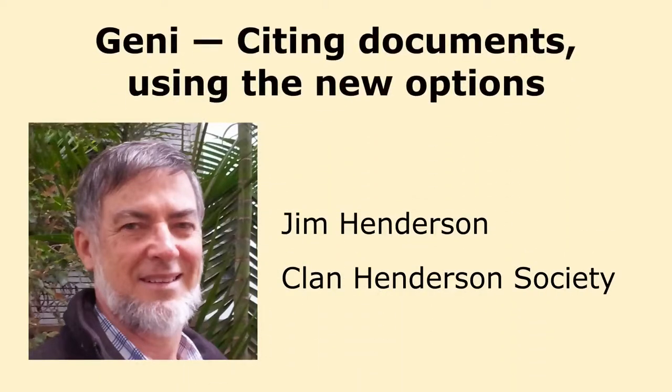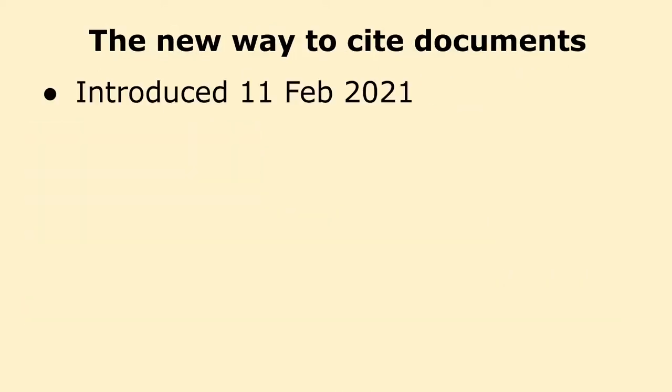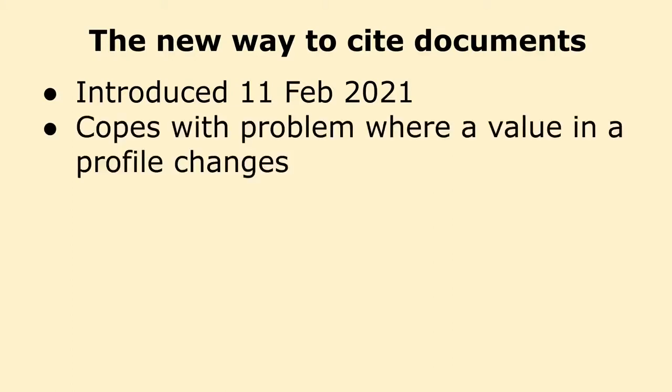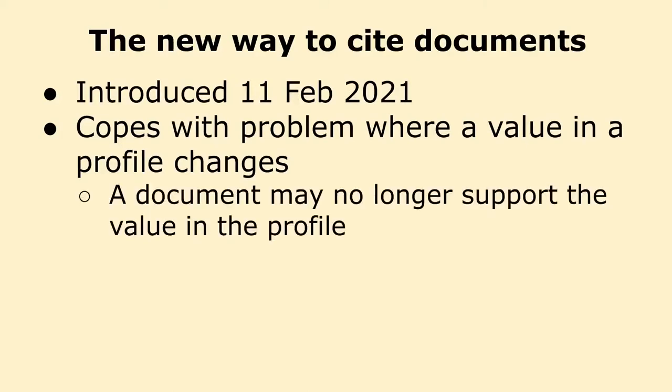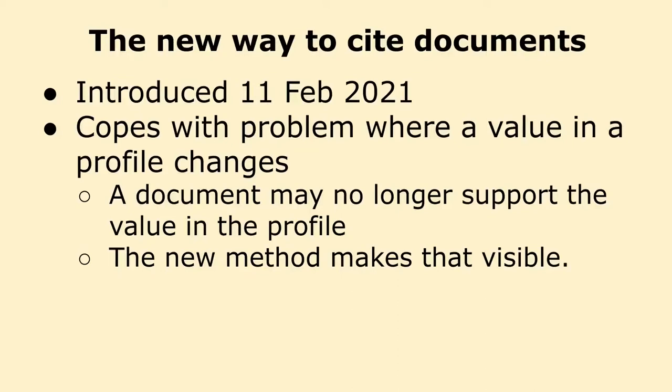I'd like to talk with you now about the new way of citing documents. This new method was introduced on the 11th of February 2021, and it copes with a problem where a value in a profile changes. So when that happens, a document may no longer support the value in the profile. And with the old method that was not visible, with the new method that is visible.